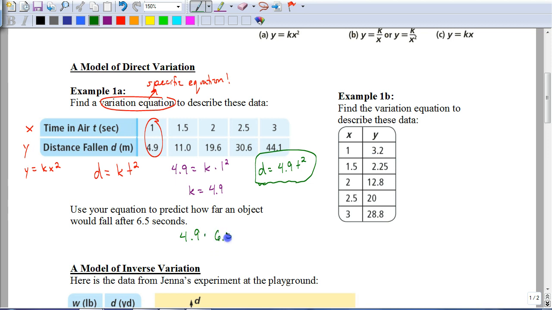times 6.5 squared. And again, you don't want to make a prediction until you've verified that the equation you're using is going to give you an accurate answer. So make sure that you always check before moving on or before making any predictions. Now if I take 4.9 times 6.5 squared on your calculator, you end up getting 207.025 as your answer, and this would be our distance, so it's going to be in meters.